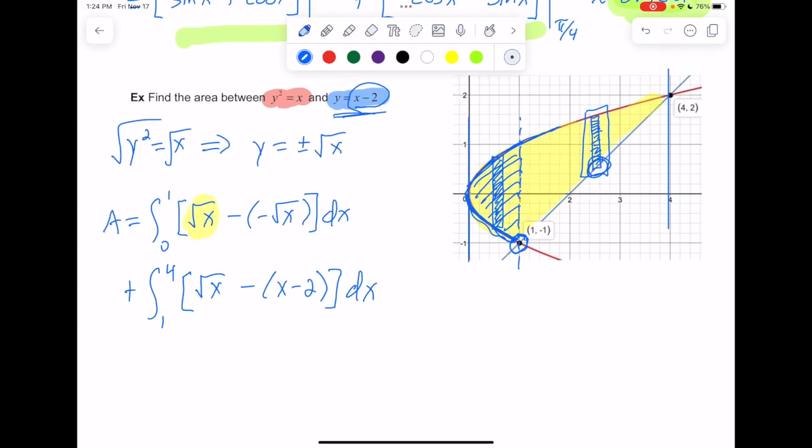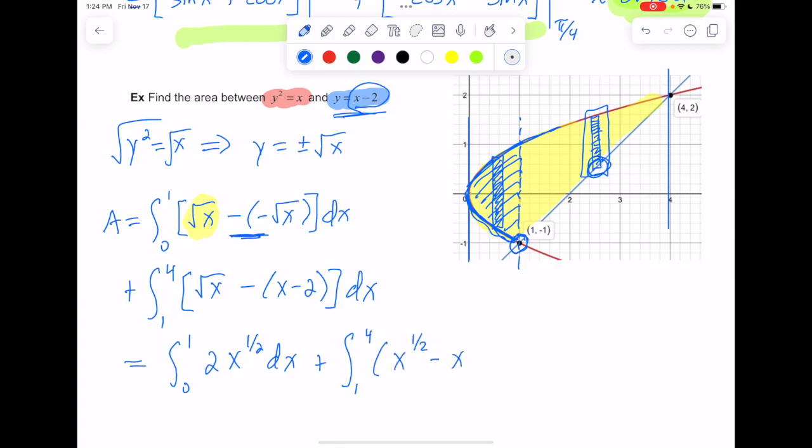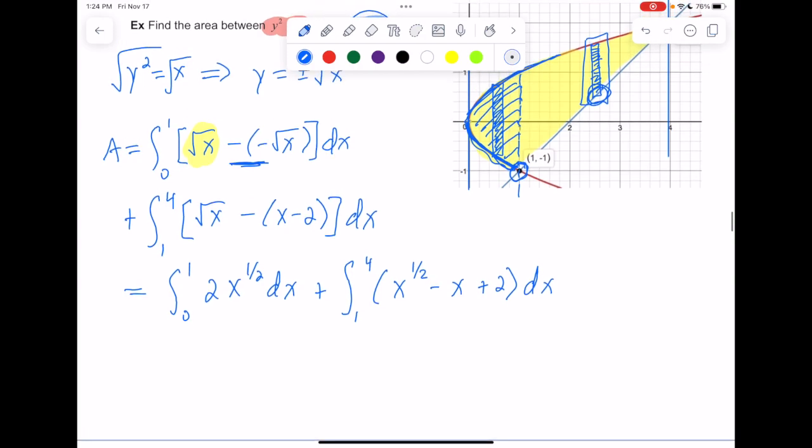Before we evaluate this integral, let's do a little bit of simplification. These two negatives would make a positive, so we'd have 2 square roots of x right there. And instead of writing it as 2 square roots of x, let's write it as 2 times x to the 1/2. And then on our second integral, we can do some similar converting. So we're going from 1 to 4. We'll change the square root of x to x to the 1/2, and we'll clear the parentheses, so that becomes a minus x and a plus 2. All right, so now let's move on to antiderivatives.